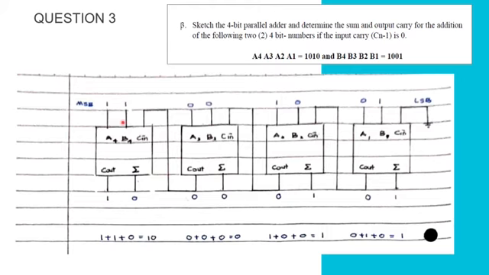1 plus 1 plus 0 equal to 0 1 0. The sum equals 0 and has carry 1. So the C out equals 1.